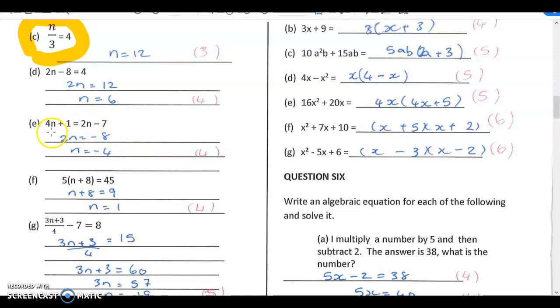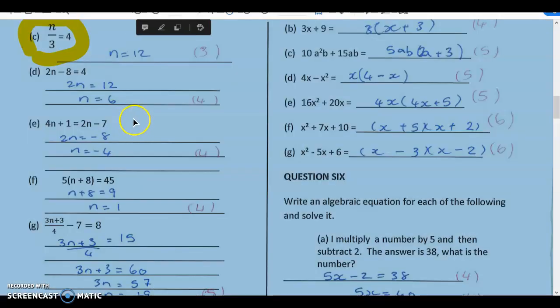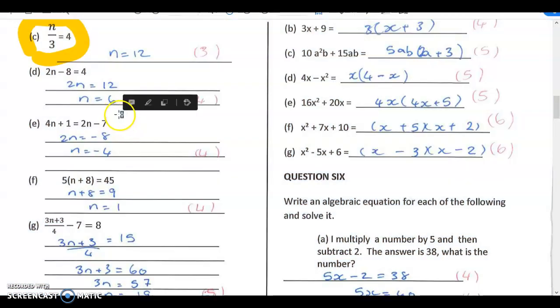For this next one, we need to get our n's all on the same side of the equals. So I'm going to take a step and I'm going to go 2n. When I take it to the other side of the equals, it becomes minus 2n. So I'm going to have 4n minus 2n, and that is going to give me 2n. And then I've got the plus 1.